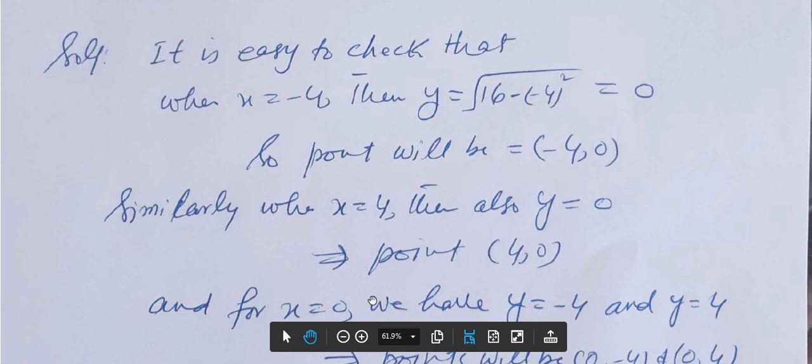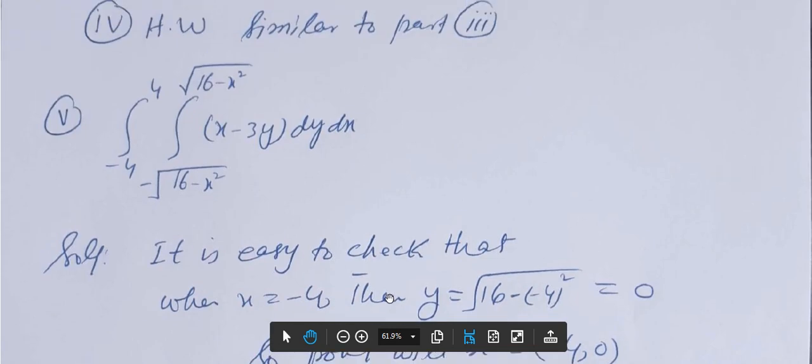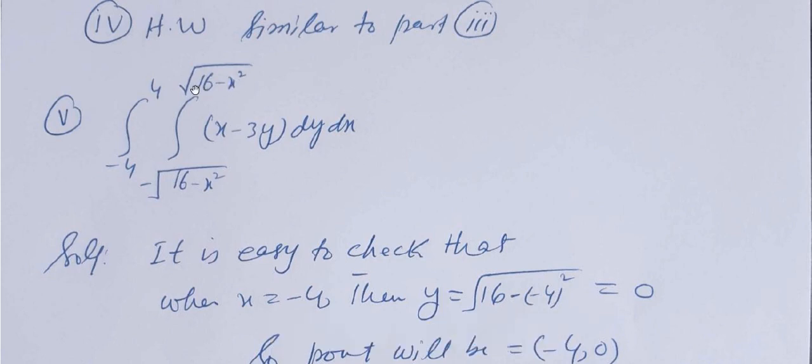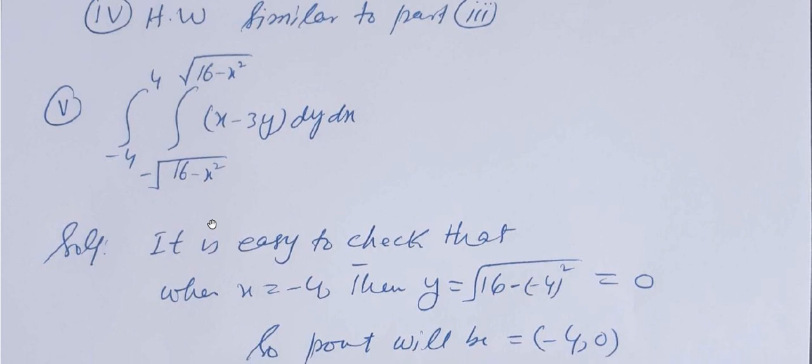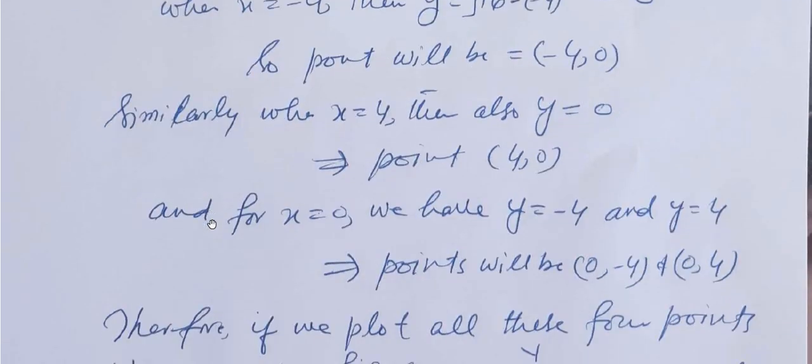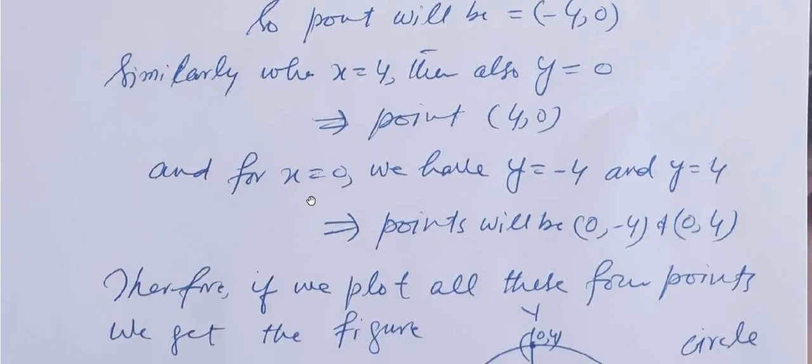And when x is 0, what will happen? If I put x as 0 here, then the value of y will be square root of 16, which is 4. And if I put x as 0, then y is equal to minus square root of 16, which is -4. So when x is 0, we have y equal to -4 and y equal to 4. So therefore we have 2 more points, (0, -4) and (0, 4).